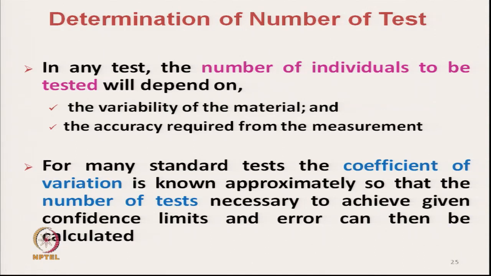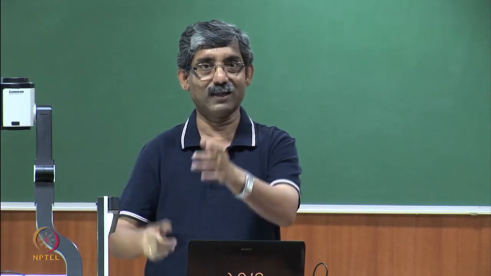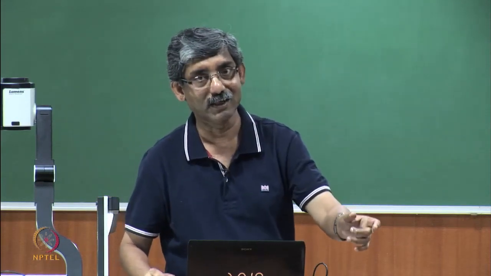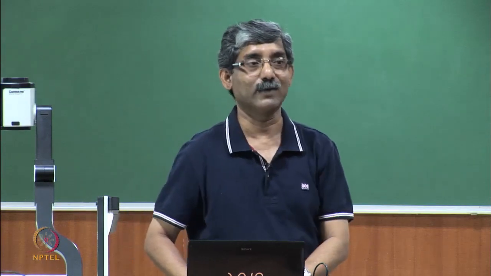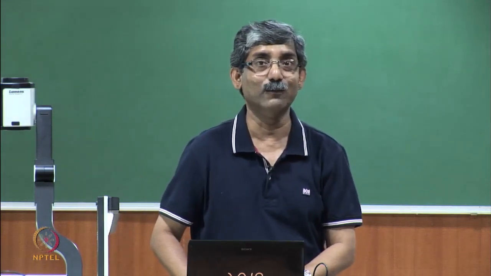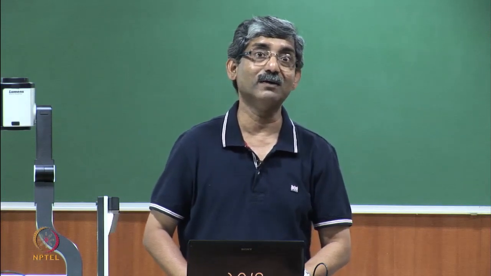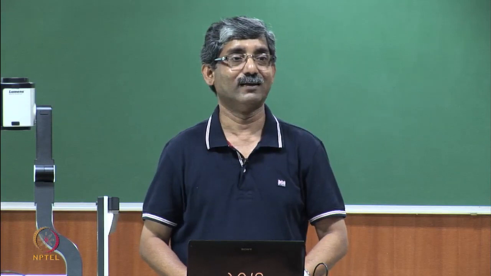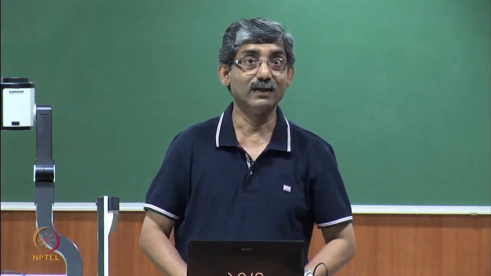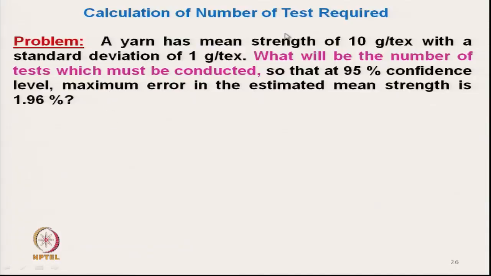So, in most cases our standard deviation or coefficient of variation is known, and our targeted error value is given, and then for a certain confidence limit we can calculate the number of tests. So, we must know the variability and the targeted error level, then we can calculate the number of tests with a certain confidence level. We can have a 95% confidence level, or a 99% confidence level. Now, let us take an example.